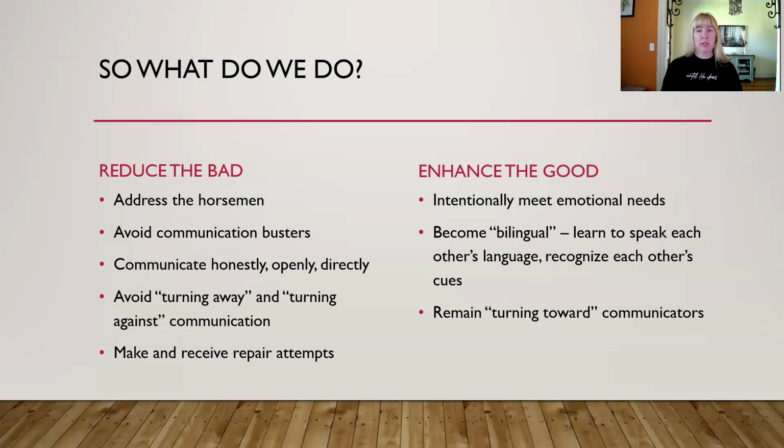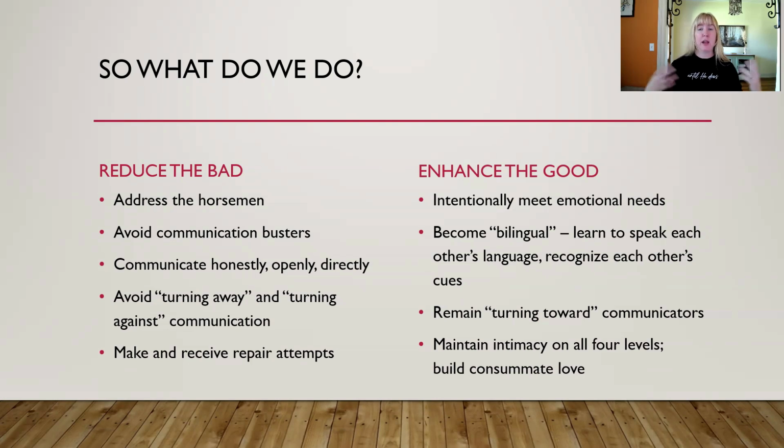We need to focus on being turning toward in our communication style as much as possible. Stay engaged, stay receptive, stay responsive. And finally, we need to maintain intimacy on all 4 levels: mental, emotional, spiritual, and physical. We need to work on building that consummate love where we have passion, intimacy, and commitment. We have the 3 loves from the Bible. We have all of them: eros, phileo, and agape. And that's something that's going to be important if you're going to have the most edifying, fulfilling, meaningful marriage possible.